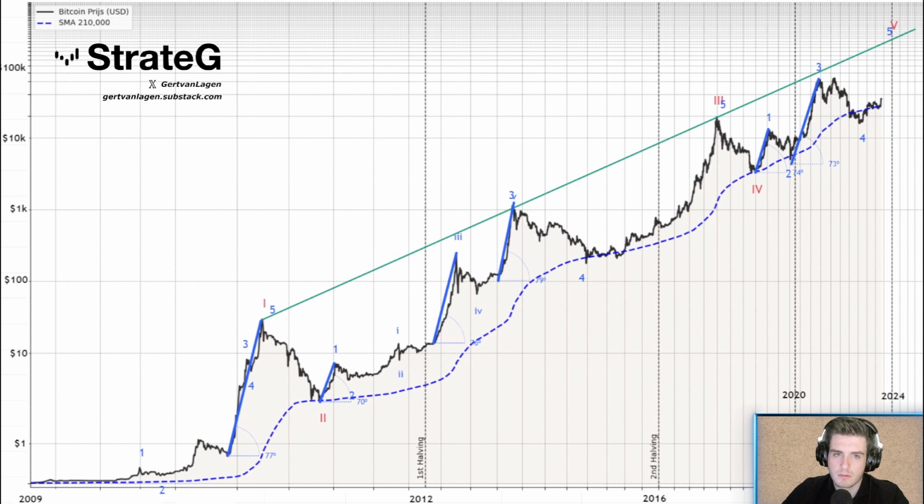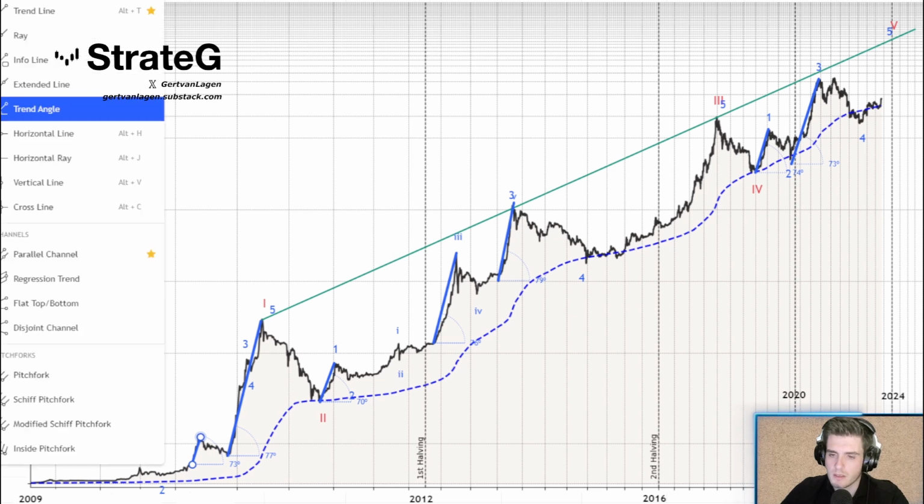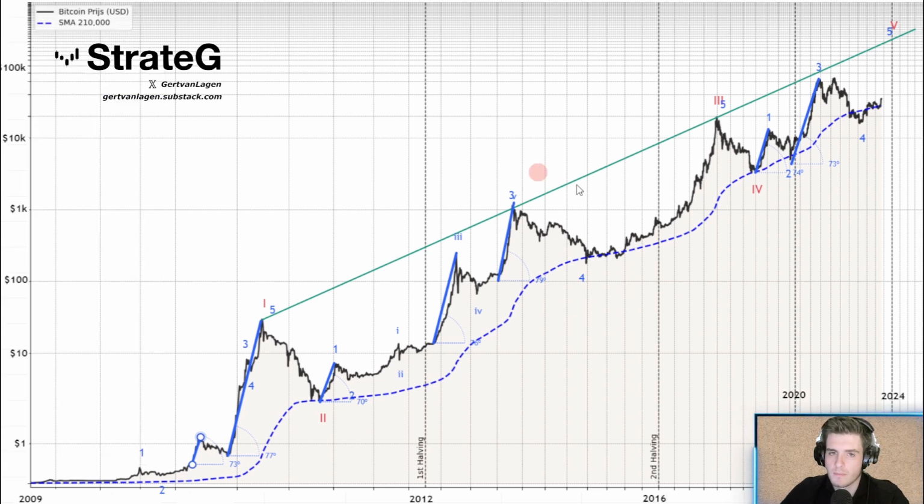Oh, wait, that's the wrong one. I should take this one. Okay, 73. It's basically the parabolic inclination. So if we start here at the bottom and we go for 70 degrees, well, 78 is too steep, but never drops below 69, the previous cases.